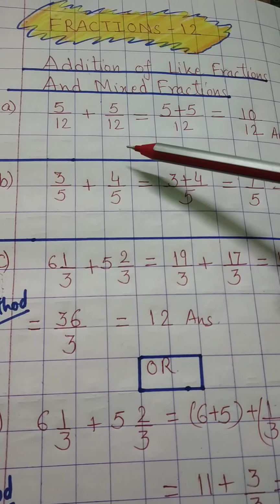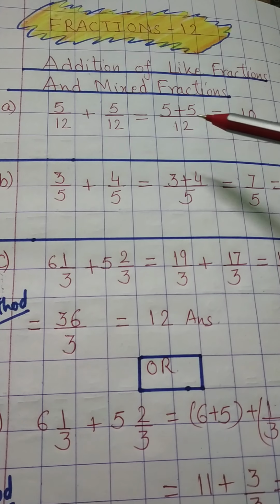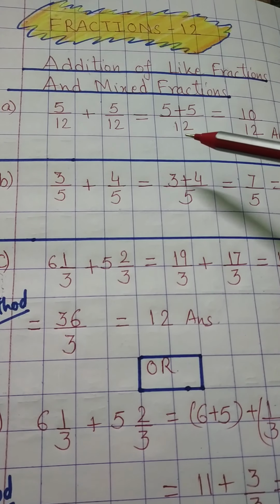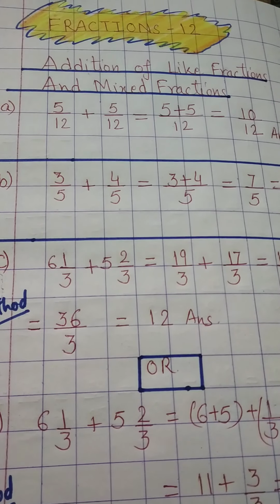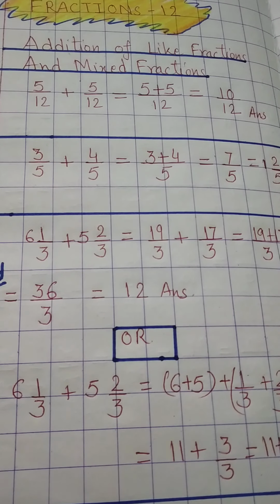So these are like fractions. So you have to only add the numerators, and the denominator you have to repeat only one time. So 5 plus 5 upon 12 is equal to 10 upon 12. So this is the answer, and this is a very simple addition, right? This type of addition you used to do in third class, right?